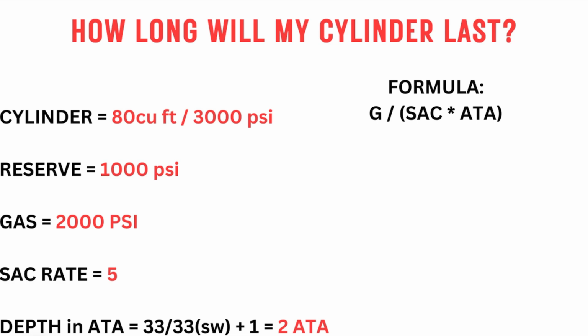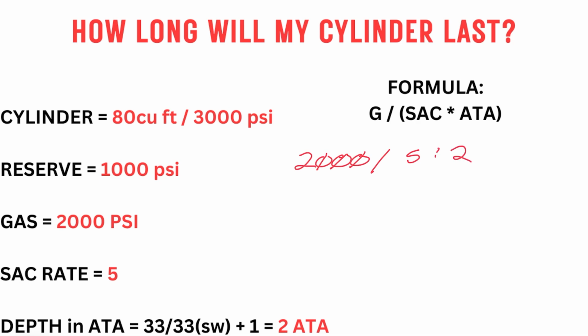Now, if you remember how to calculate our ATA, then we'll take 33 divided by 33 and then add 1, which gives us an absolute pressure of 2. Next, we're going to determine how much psi per minute we breathe at depth, and to do this, we're going to take our absolute pressure of 2 and multiply this by our SAC rate of 5. It's very simple. 5 psi times 2 ATA equals 10. So this diver is breathing 10 psi per minute at a depth of 33 feet in salt water.